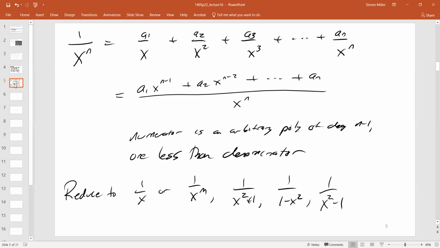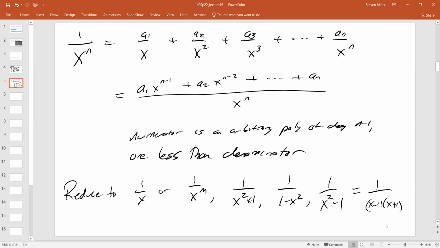Now you have to remember things. So you have to remember, if I have 1 over x squared plus 1, what function has derivative 1 over x squared plus 1? Arctan. So that's worth remembering. If I give you 1 over x squared minus 1, well, I could actually write this as 1 over x minus 1 times x plus 1, and that's telling me use partial fractions for that.